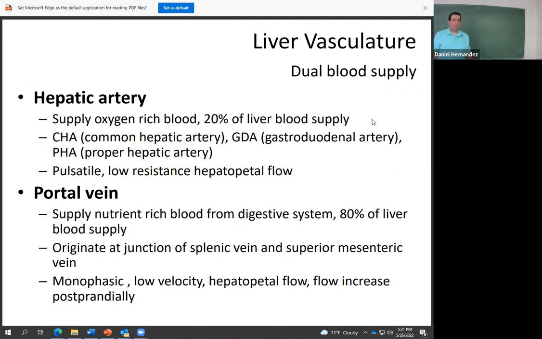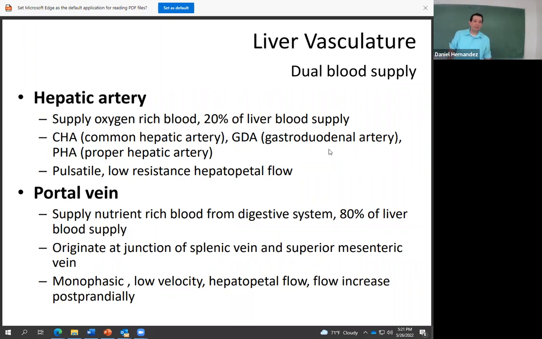The hepatic artery arises, or the common hepatic artery splits into the gastroduodenal artery and then the proper hepatic artery. So we have the common hepatic artery that branches off the celiac. That common hepatic artery then will split and bifurcate into our GDA, or gastroduodenal artery, and then the proper hepatic artery, which continues on to the liver.